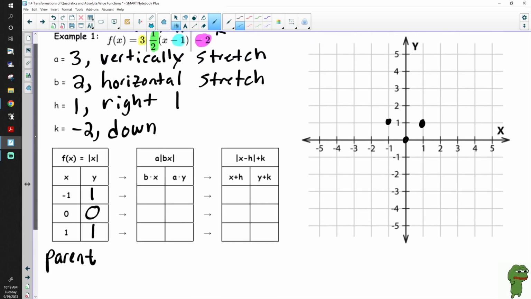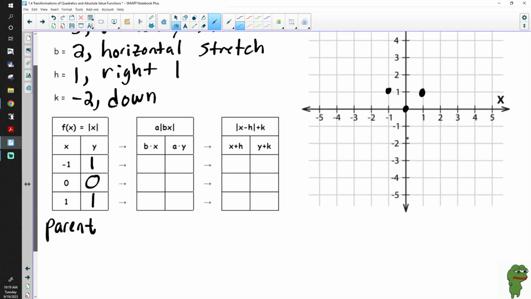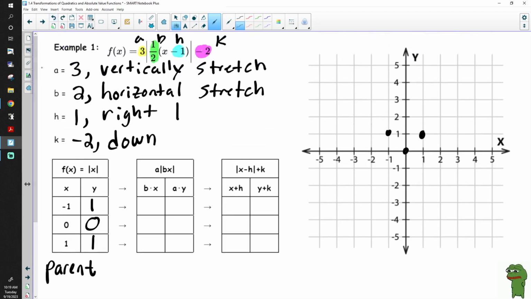Since this isn't my final answer, I just do a dotted line. Here's my parent function, the absolute value of x. That's where we're starting. We're going to take this graph and we're going to vertically stretch, horizontally stretch, go right 1 and down 2.